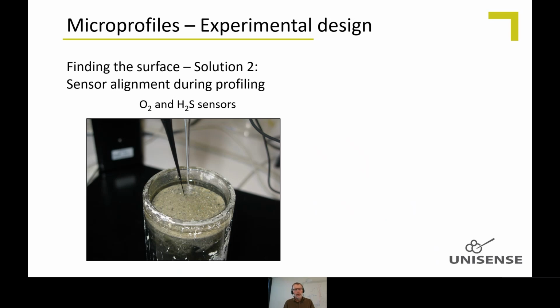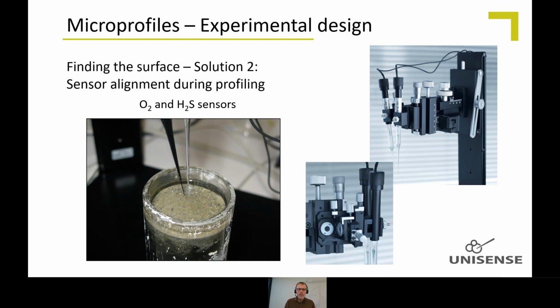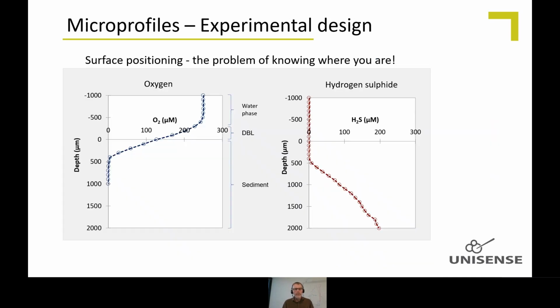Another way of knowing where the sensor is, is that you can align 2 sensors together. This is an example of an oxygen and sulfide sensor that has been aligned, so you can get true parallel profiles. We have this type of sensor holder for the micromanipulators where you can mount 2 sensors. The second sensor has a set of controls here, so you can tilt and twist and move the second sensor relative to the first, so you can get the tips of the 2 sensors very close together, so you can get real parallel profiles. This has been done here for an oxygen and a sulfide profile.